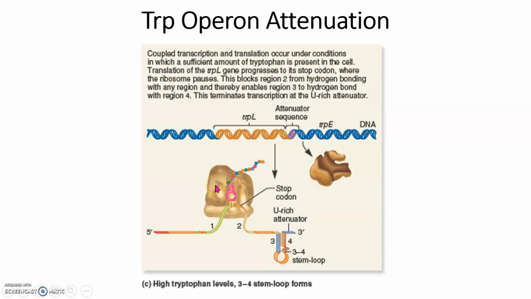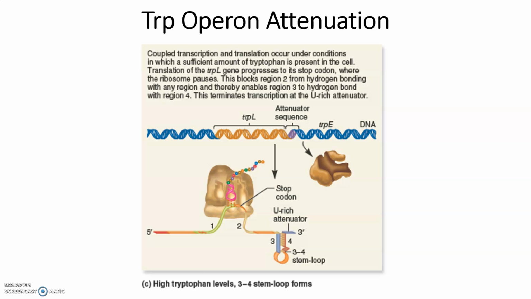Now, another condition: we have transcription and translation coupled again. Now we have high levels of tryptophan, so we don't need to pause, right? And because we're not pausing, we're going to stop in an area that blocks 1 and 2 from binding together, and 2 and 3 binding. So this allows 3 and 4 to bind. If 3 and 4 bind, now we have a hairpin with that U-rich region, and we're going to terminate.